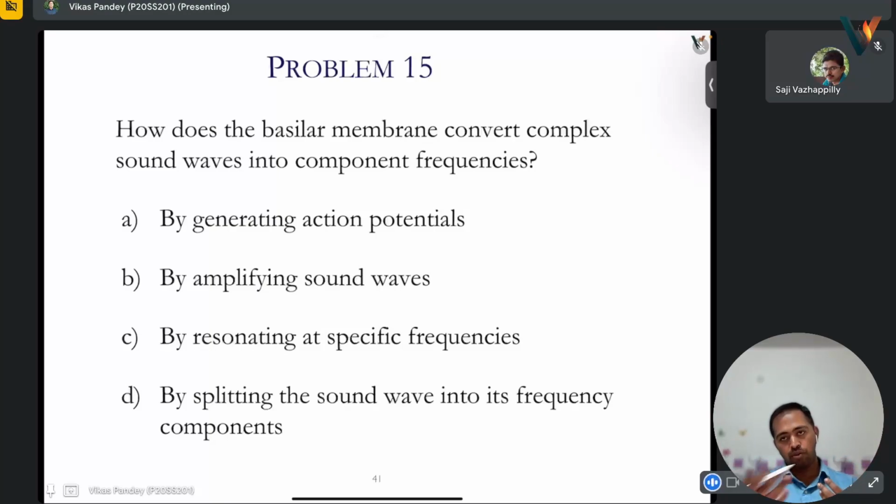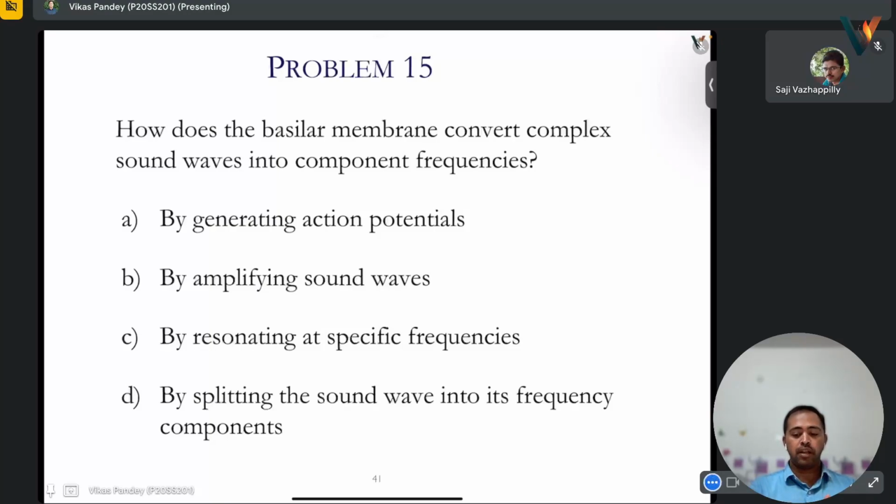When we are hearing something, like you are hearing my voice, it will certainly have no single frequency. It will have a combination of some frequencies, right? So how does our basilar membrane convert these complex sound waves into component frequencies, by resonating at specific frequency bands? Like we have been discussing, different parts of the basilar membrane will resonate at different frequencies, and as such the hair cells of that area will vibrate.